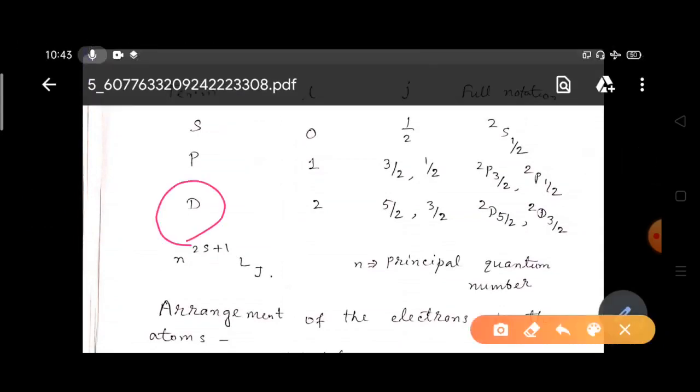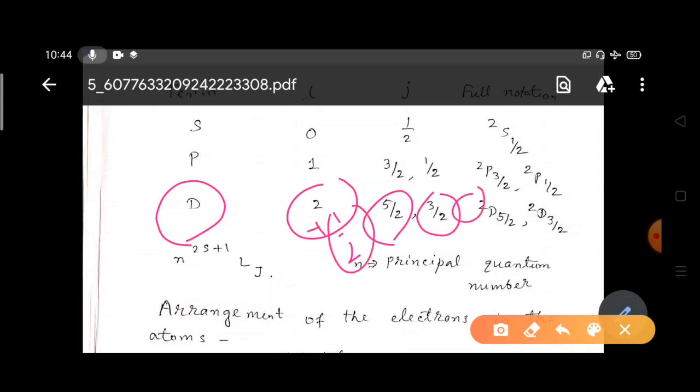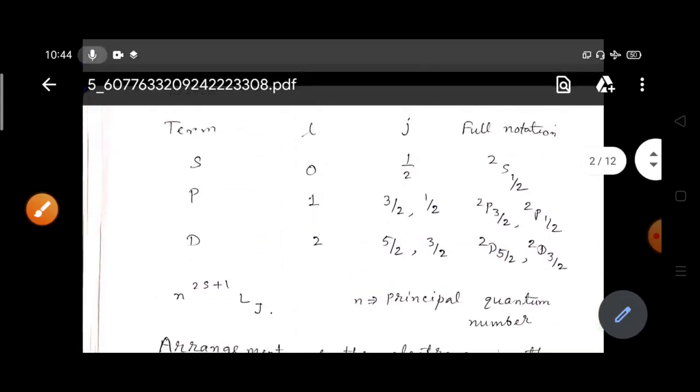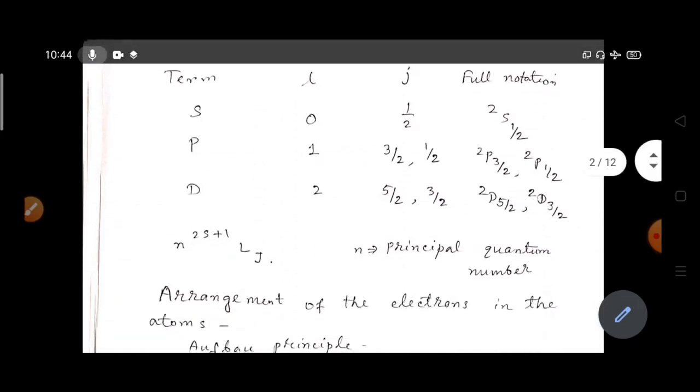Similarly for the D term, L is 2, so J should be 2 plus half and 2 minus half, that is 5 by 2 and 3 by 2. The multiplicity is 2S plus 1, that is 2 into half plus 1, that is 2, and for D, L equals 2, so we get 2D 5 by 2 and 2D 3 by 2. So I think you understand how to find the spectral notations or full notation of spectroscopic term values of energy levels.